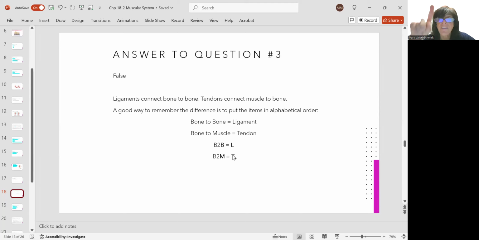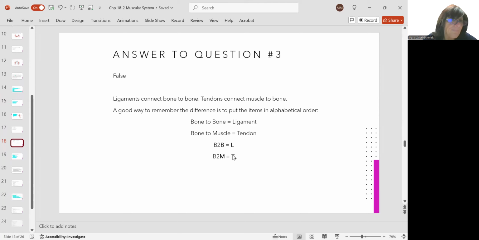And if you look, it says B2B equals L and B2M equals T. So in other words, the letters are going like in alphabetical order. And that's a way for you to remember what's what.